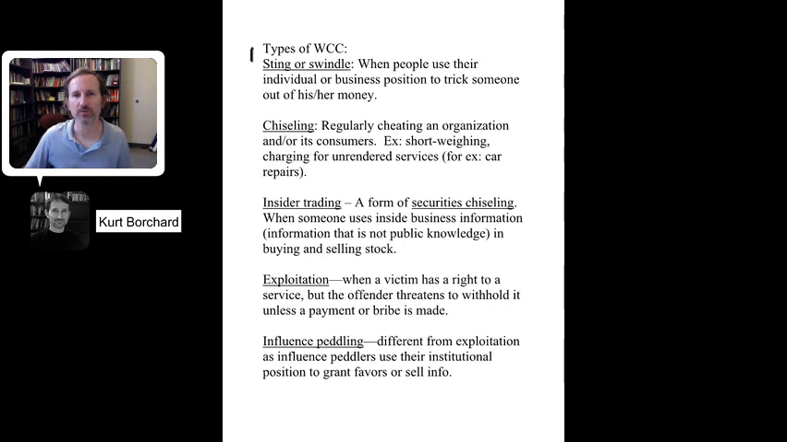Let's talk now about some types of white-collar crime. Your text goes through several of these. The first to discuss is the idea of a sting or a swindle. And that section describes some different types.